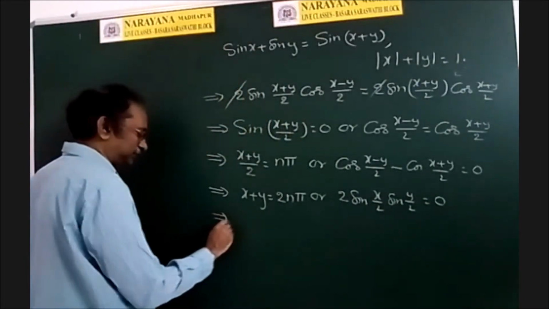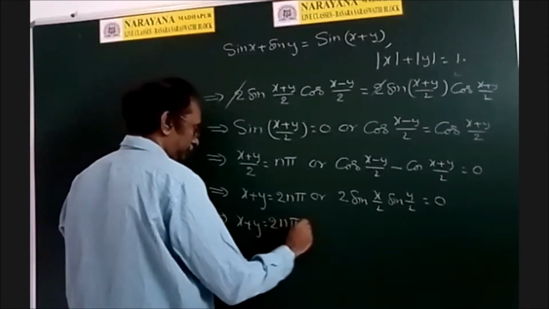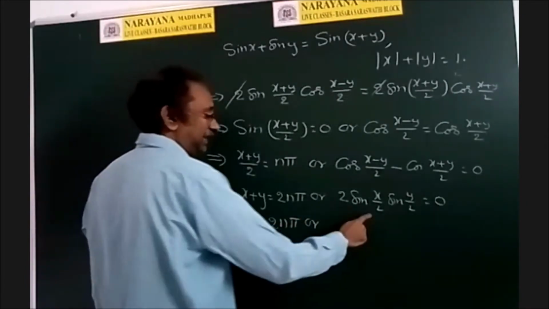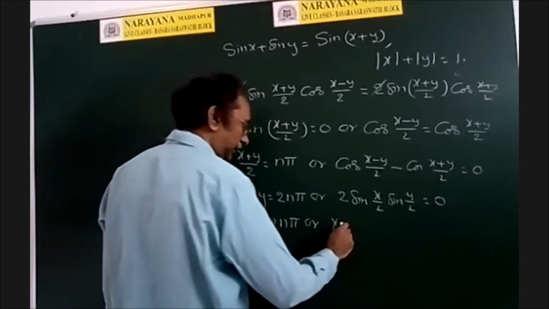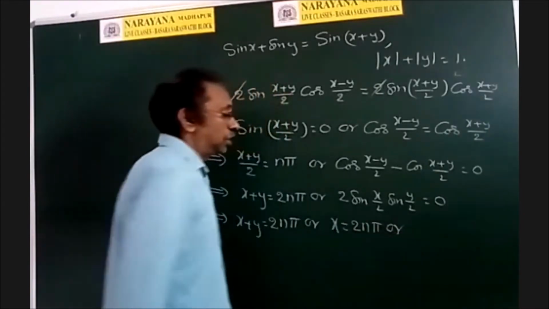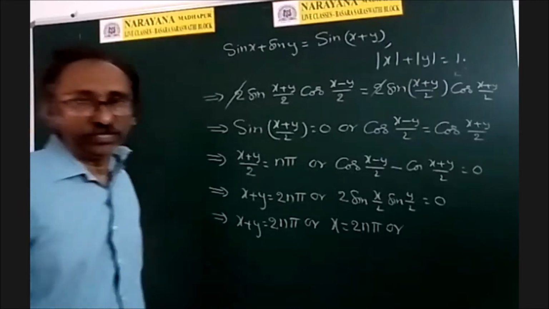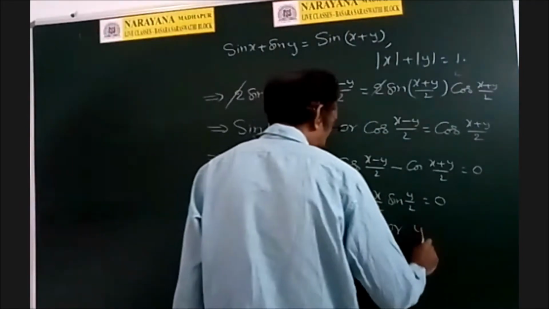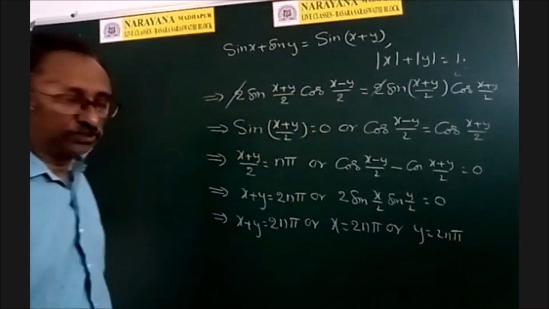Therefore, either x plus y is equal to 2n pi, or sin(x/2) is equal to 0, or x/2 is equal to n pi, or x is equal to 2n pi, or sin(y/2) is equal to 0, that is y/2 is equal to n pi, or y is equal to 2n pi. So these are the solutions we get.